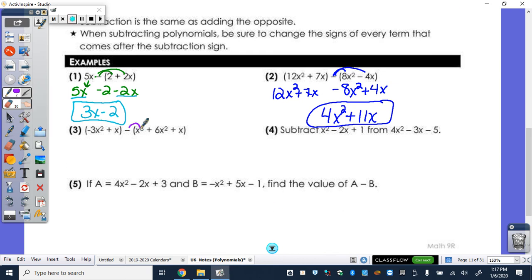Third one, again, same idea. This subtraction sign needs to go to all 3 parts of that polynomial. So that makes it a negative x cubed, a negative 6x squared, and a negative x. Anything in front of it doesn't change. It stays the way it is, so I just drop my parentheses.